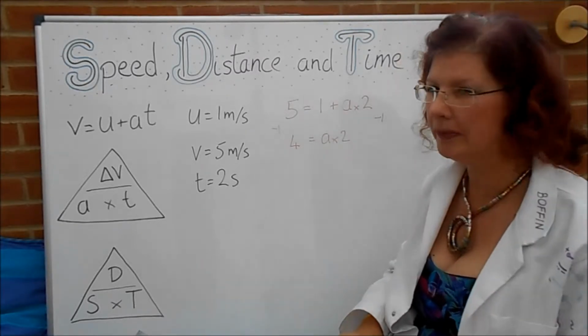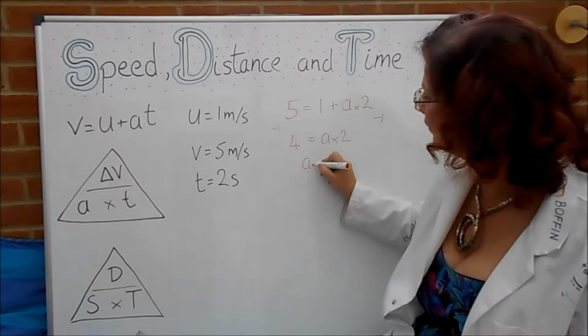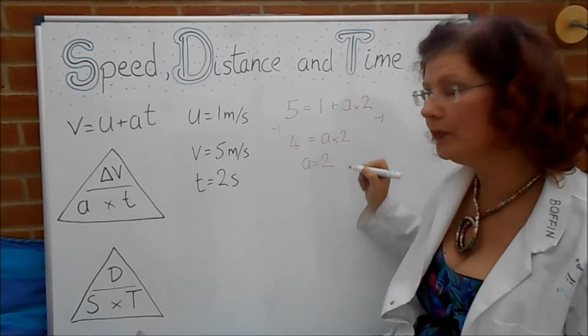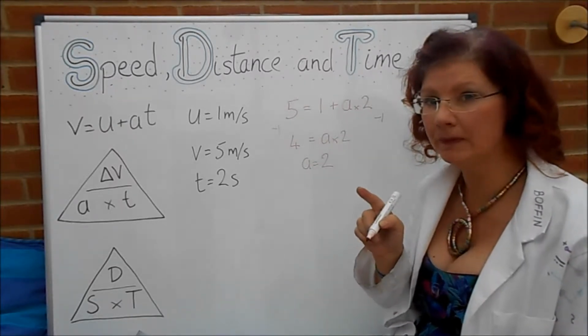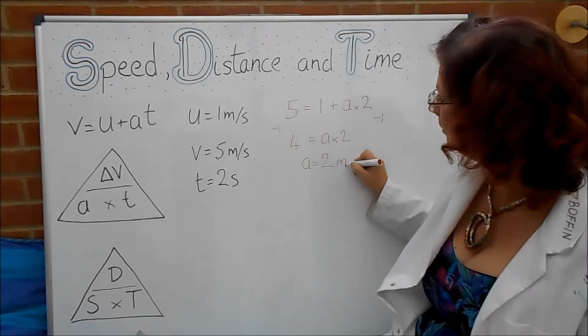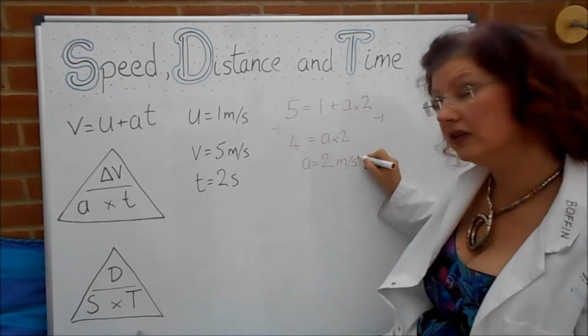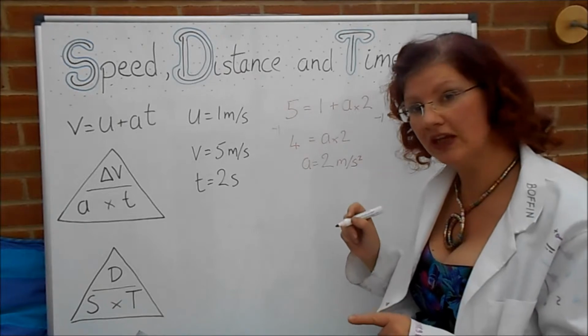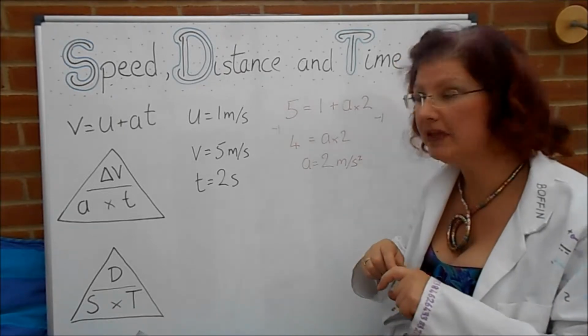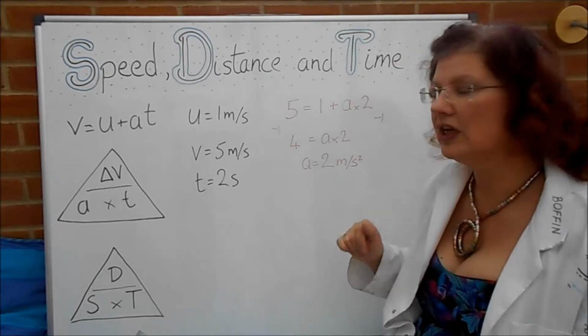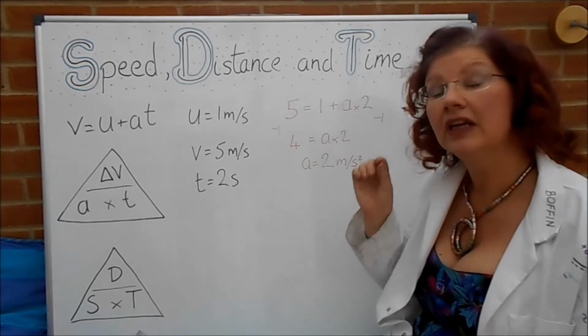Gosh, I think we can probably see the answer to that there. Acceleration equals 2, and then we need the units. 2 metres per second squared. That means my cat changed her velocity by 2 metres per second each second.